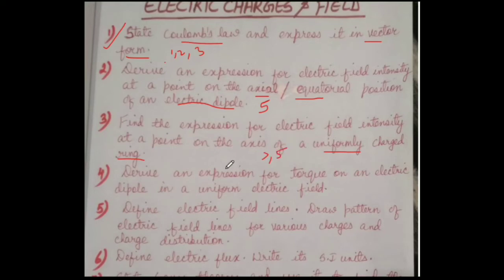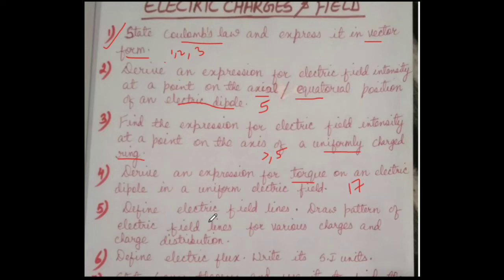Then question number 4, derive an expression for torque on an electric dipole in a uniform electric field. This question is also very important. Okay, in 2017 I think question आया हुआ है बेटा. ओके 17 में भी आया हुआ और एक और साल आया हुआ है. So you have to derive the expression for torque when a dipole is placed in a uniform electric field. This question is also very important.